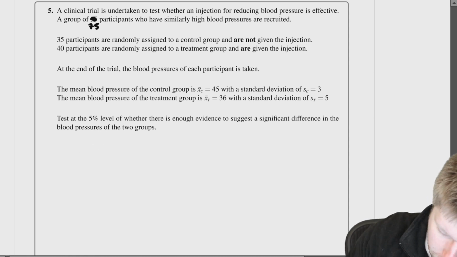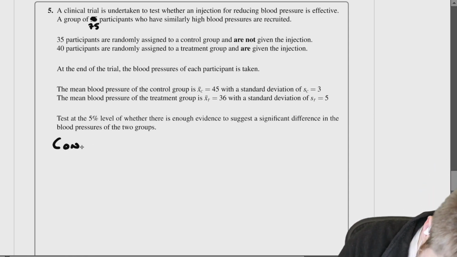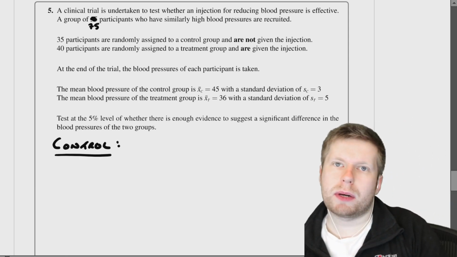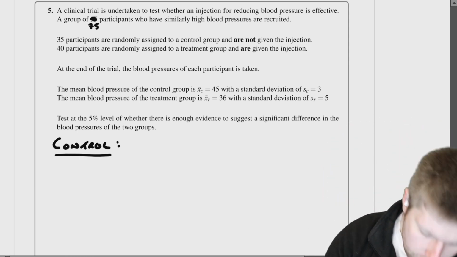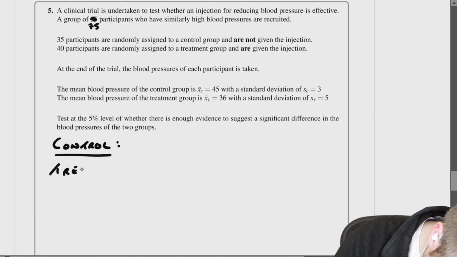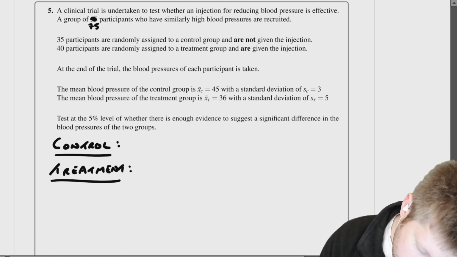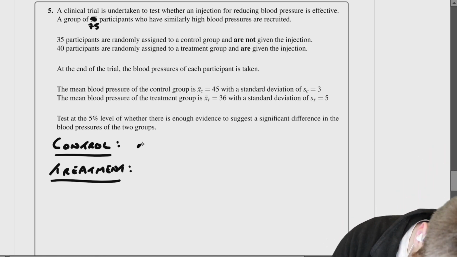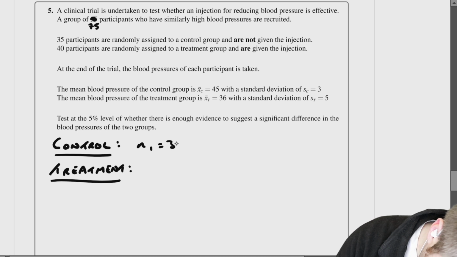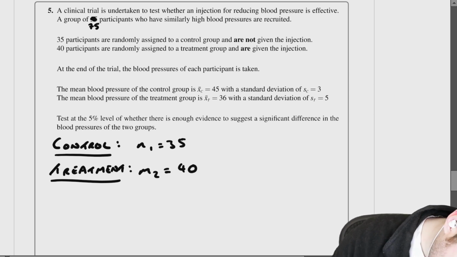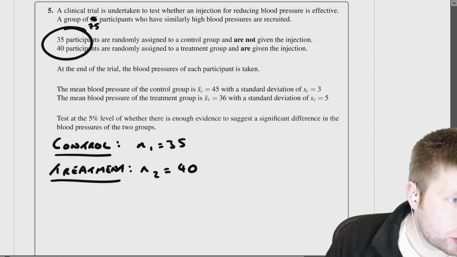So group 1, in fact, I'm not going to call them group 1, I'm going to call them the control group, because these are the people that are not given the injection, perhaps they're given a placebo instead. Okay, and then we've got the treatment group. All right, fine. So these are the 2 groups. Now, how many people are given the control? Well, there's 35 participants. So I'm going to go N1 equals 35. And there were 40 participants in the treatment group. Okay, so that'll be N2. And that's the data which is given there.